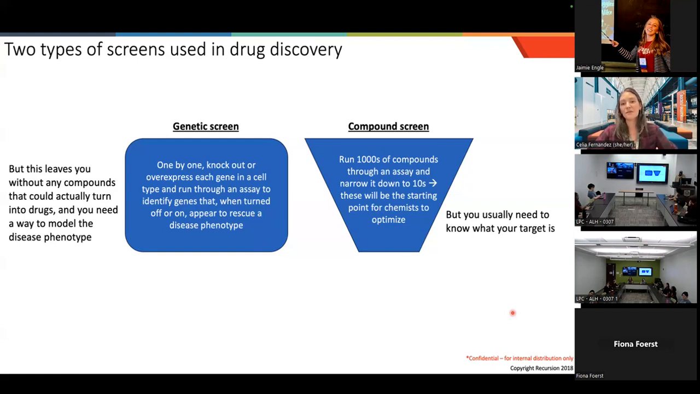So then people do these compound screens. You would run thousands and thousands of compounds through an assay. Ideally, you'd narrow it down to, gosh, under 100 would be great, but maybe a couple hundred. And these will be the starting point for chemists to optimize. But for this, usually you need to know what your target is. And so there are some limitations here.